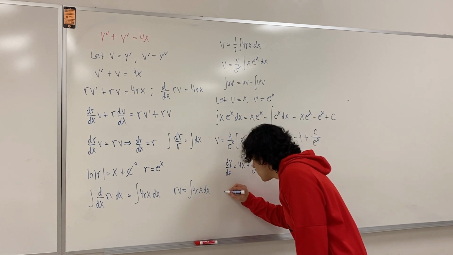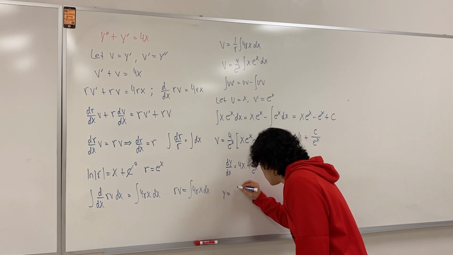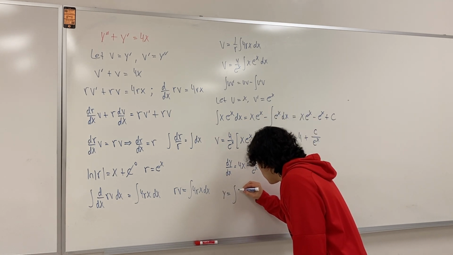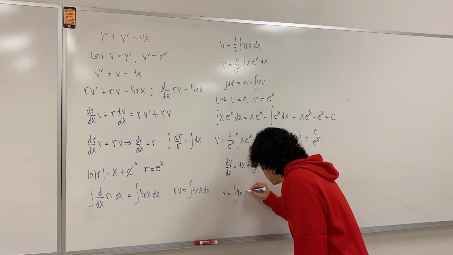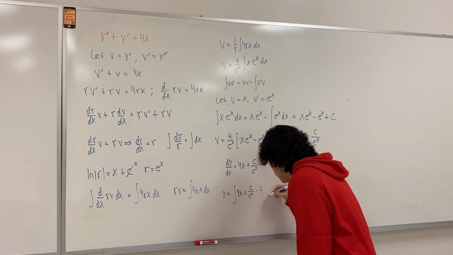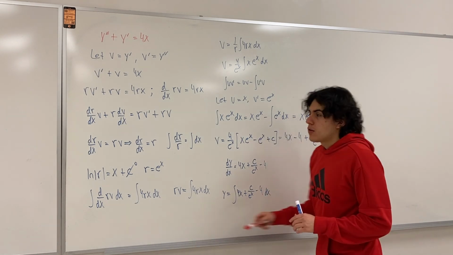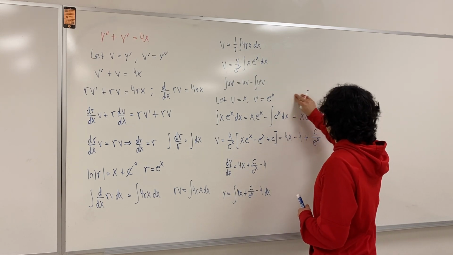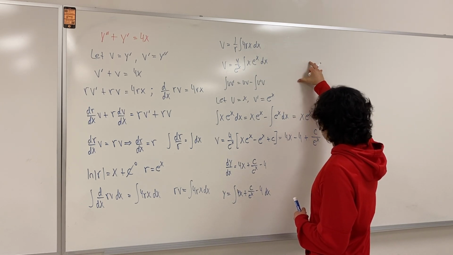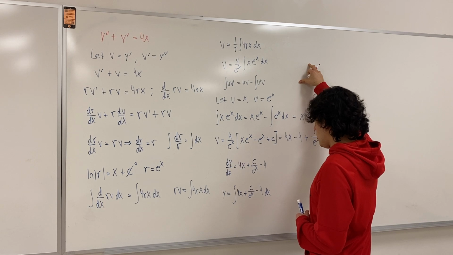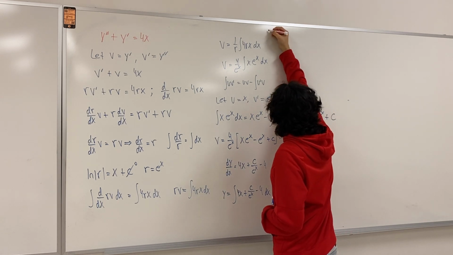So we know that y is going to be the antiderivative of this entire thing. So it's going to be 4x plus c divided by e to the x, minus 4, and this entire thing integrated with respect to x, okay? So I'm going to continue up here. I believe I can finish this problem in this space. Yeah, I think so. So let me just do this.